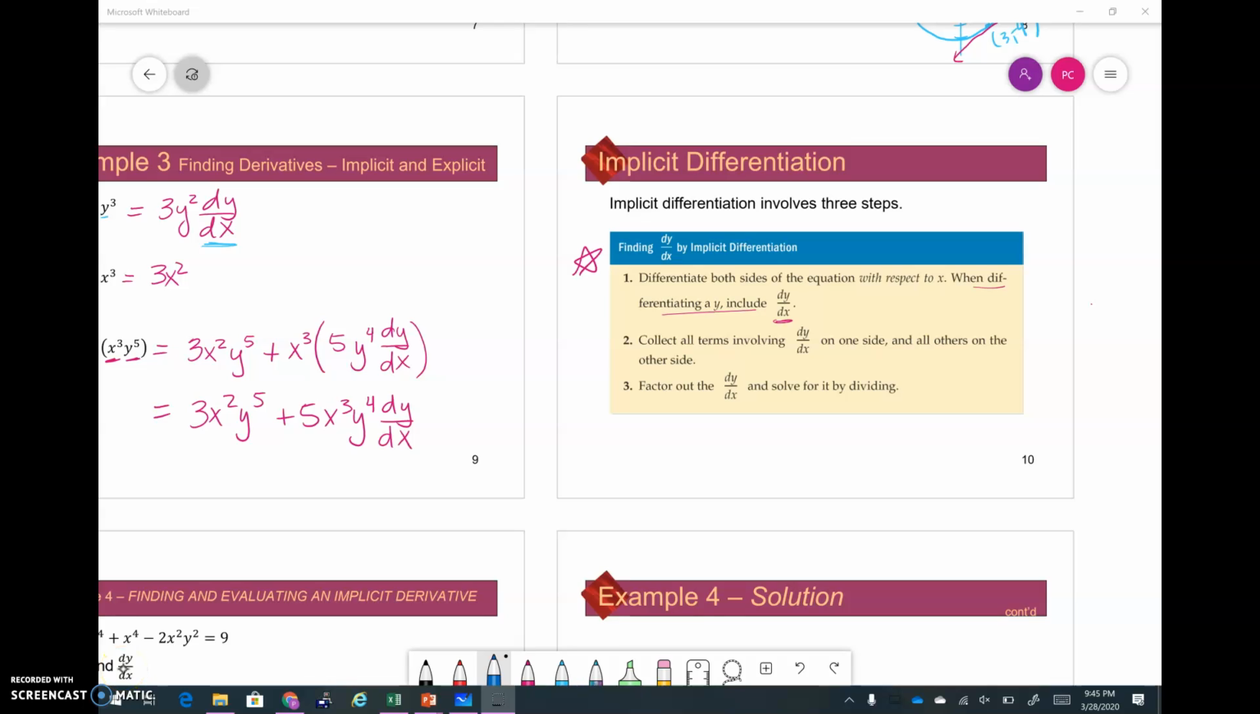Alright, this is section 3.6, video 2. And we're going to use the 3 steps in differentiating an implicit, using the 3 steps to find dy over dx by implicit differentiation on the next example.